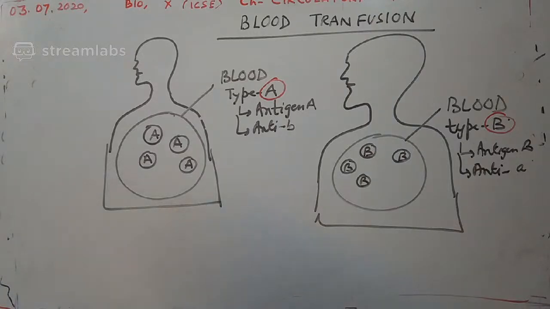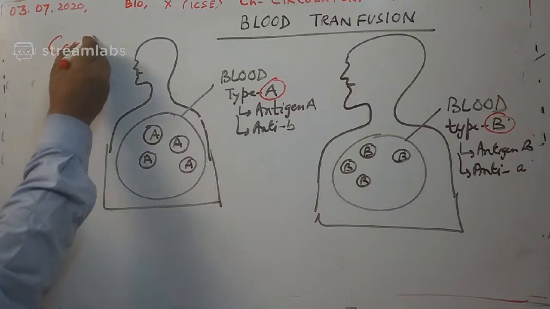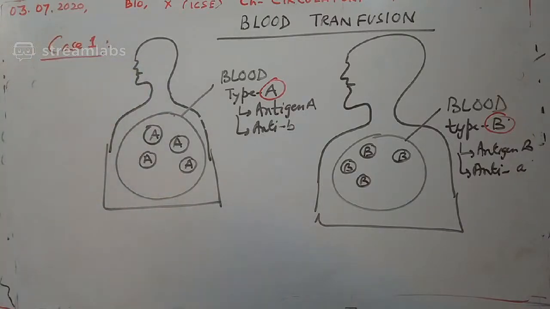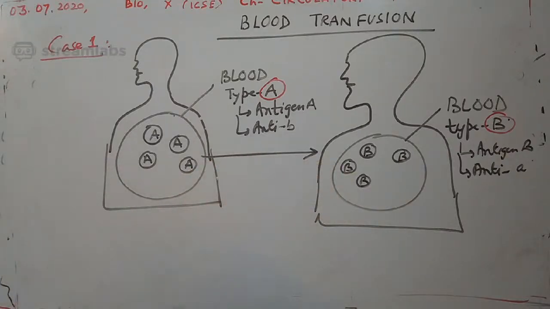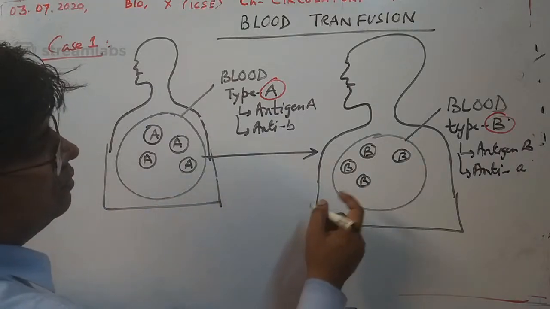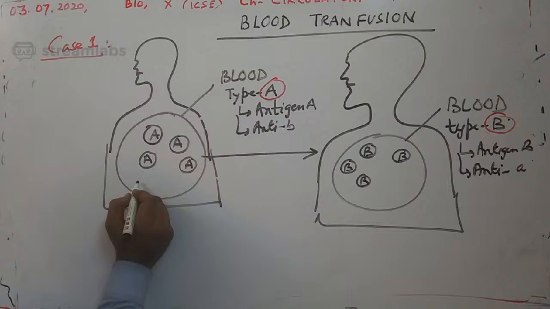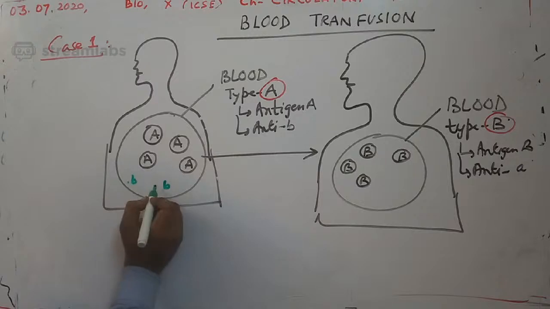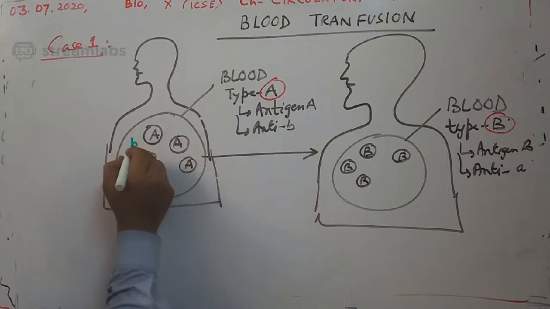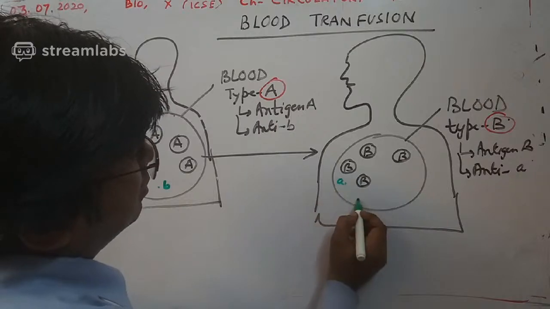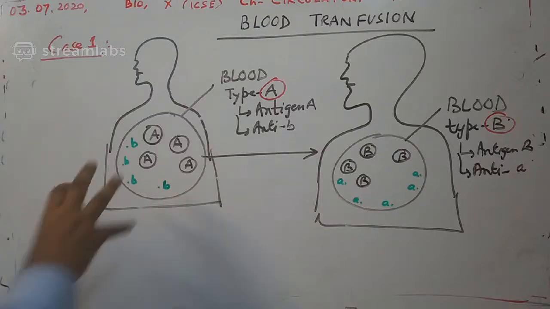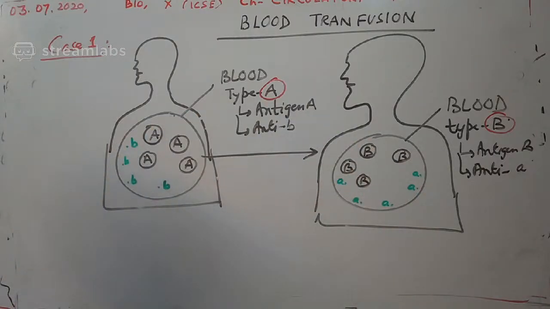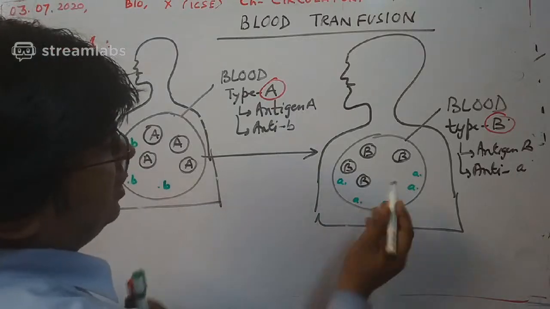Let's take case 1. In this case, if by mistake blood A is transfused to blood B, I'm telling you what will happen. I repeat, antibody B is present here, and here antibody A is present in the blood. I told you. So when this is transfused here, this is A.